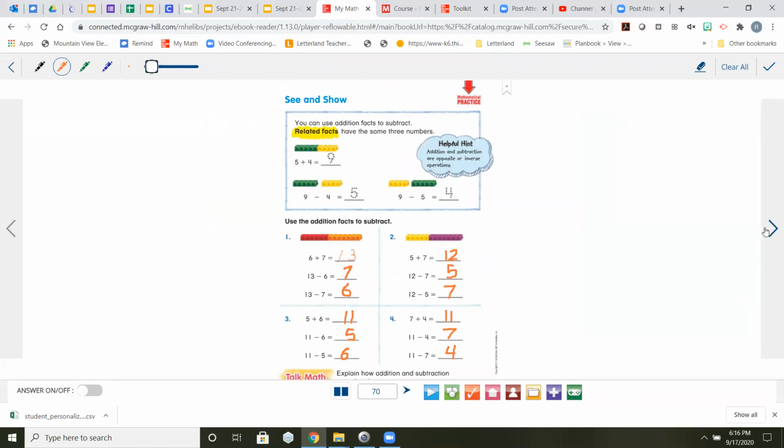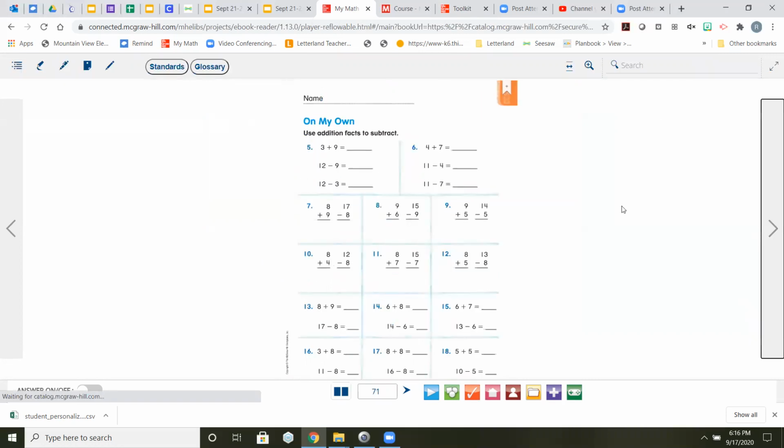All right, let's go to our next page. And here is On My Own. It says use addition facts to subtract. This is just what we were doing on the other page. Each of these little sections here is a fact family, and you could write them going this way horizontally, or you can write them vertically. You would do it the same way, same 3 numbers. If you get a different number that's not already on one of these sections, you're off just a little bit, okay? So you're going to do this page.